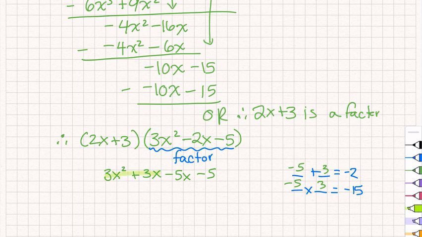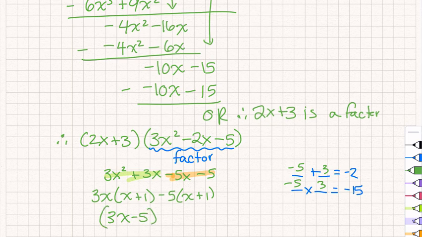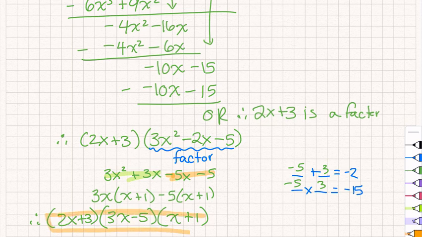Then we can use grouping. Once again, it's completely up to you how you want to factor. So if we take out 3x here, we would have x plus 1. And then if we take out the -5 here, we'd have x plus 1. So we're left with 3x minus 5 and x plus 1. So those are the other factors with 2x plus 3. So these are the factors. Okay. So we factored using long division, and then we took our trinomial and we further factored it.